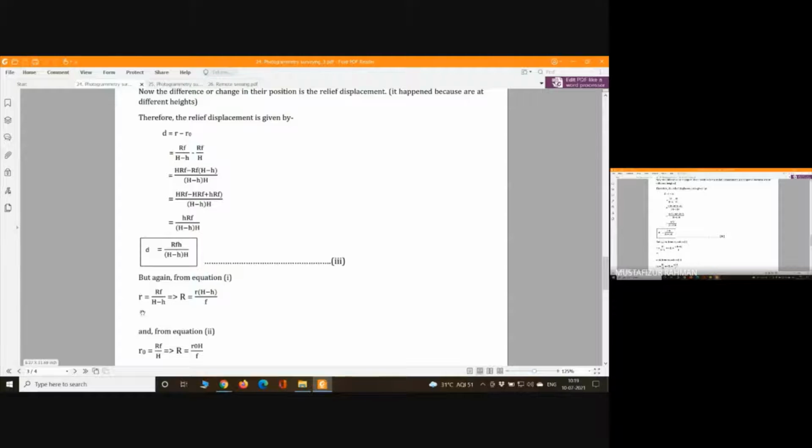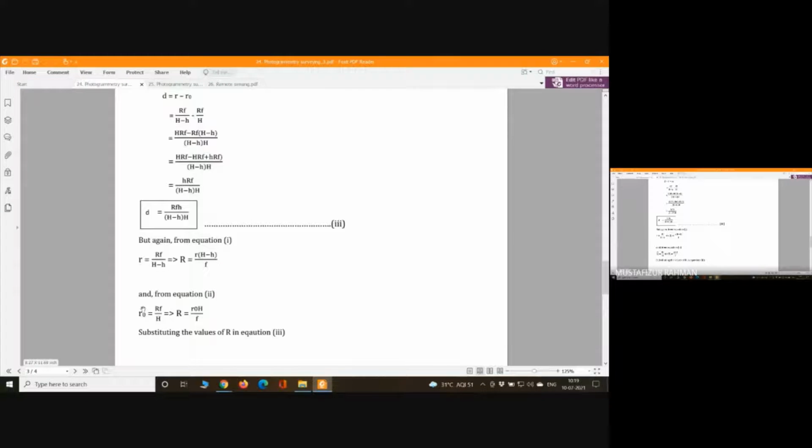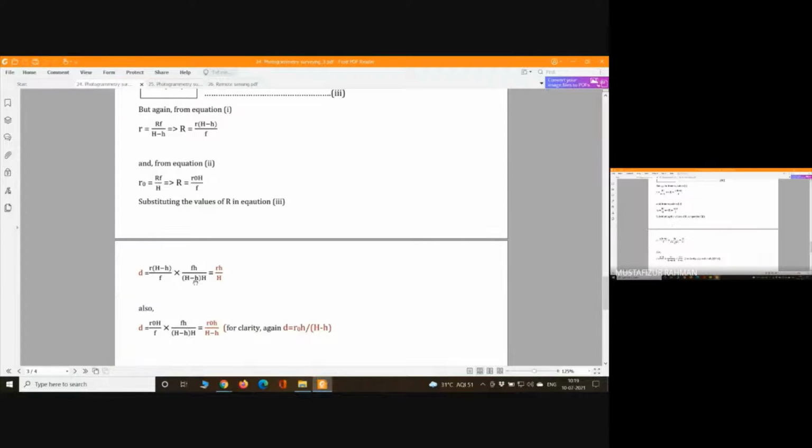From equation number 1, we can rewrite it this way. Why are we rewriting it this way? Because a few of the terms will get cancelled. And from equation number 2, we can rewrite it in this way. So we can either use equation number 1 here, replace it, or equation number 2 here, replace it. Then we will get this type of value.